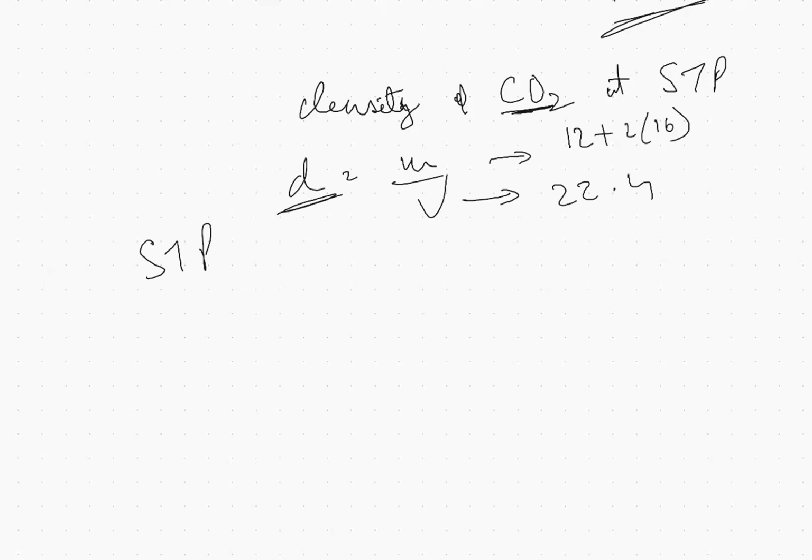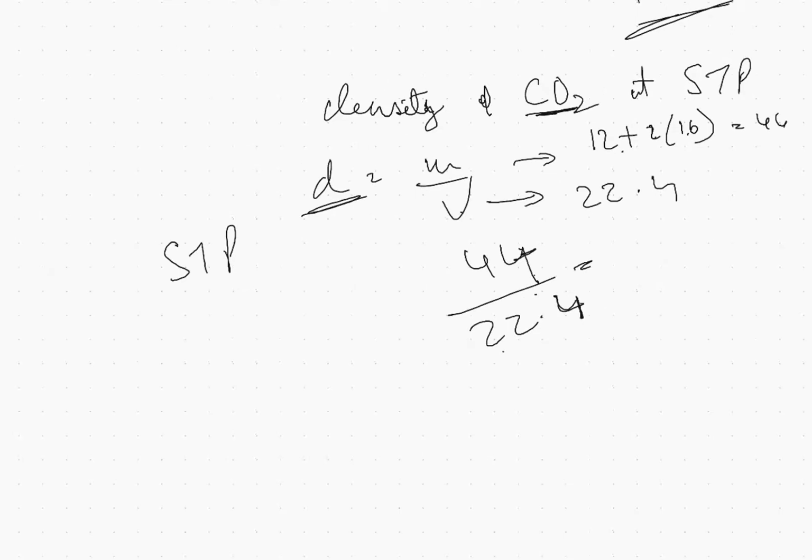So 44 divided by 22.4 volume. We have taken the molar mass of CO2, which means 1 mole of CO2 is 44 grams. 1 mole of CO2 at standard temperature and pressure is 22.4 liters. Then we should get the density. Let us see, the density is 44 divided by 22.4. I get 1.96. What is this? Grams per liter. Now, so roughly 2.